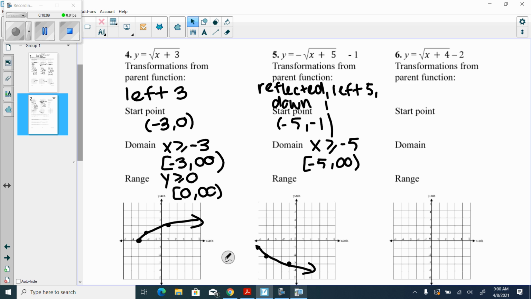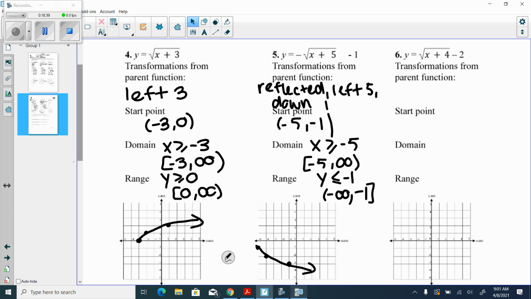Okay. And then for my range, where does y start now? -1. And is it going up or down? Down. So y is less than or equal to -1. Or it goes from -infinity all the way up to -1. Okay.